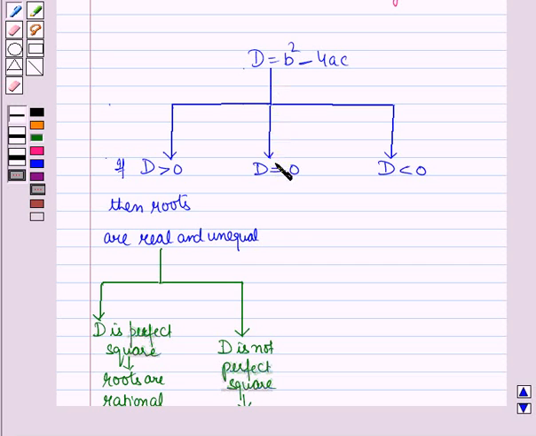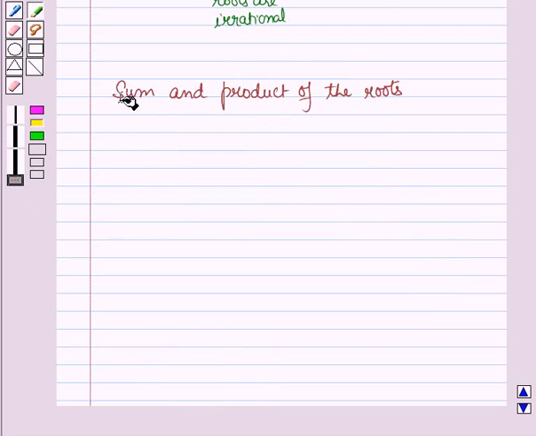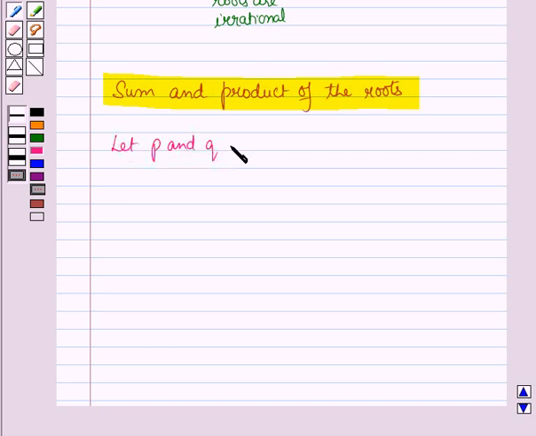Now, the second possibility is that if D is equal to 0, then the roots of the given equation are real and equal. And if the discriminant is less than 0, then in that case, the roots are complex. Or you can say, the roots are imaginary. Now let us discuss the sum and product of the roots. Now let P and Q be the roots of the equation, that is a quadratic equation, ax squared plus bx plus c is equal to 0, where a is not equal to 0 and a, b, c are constants.